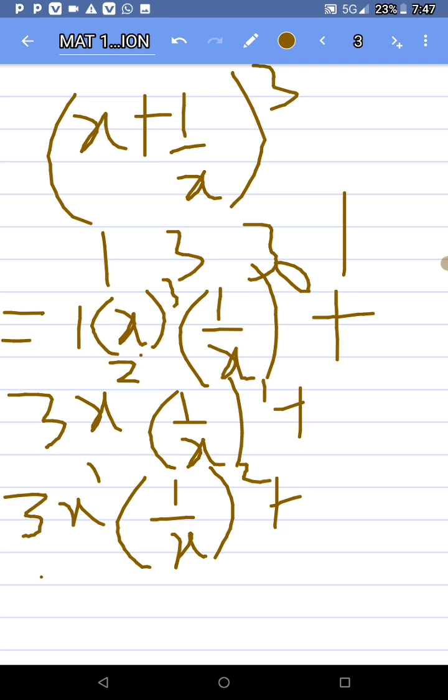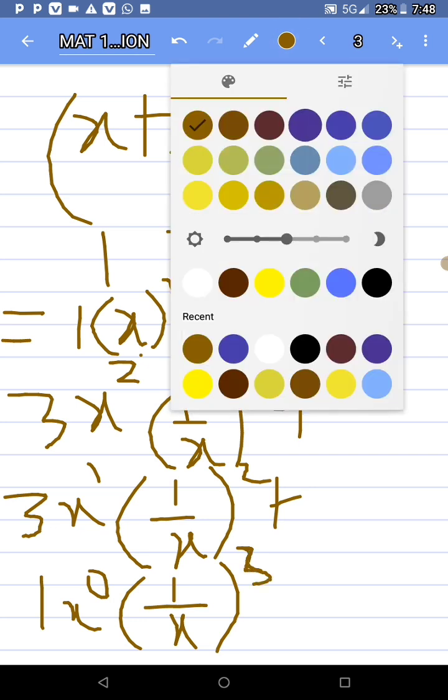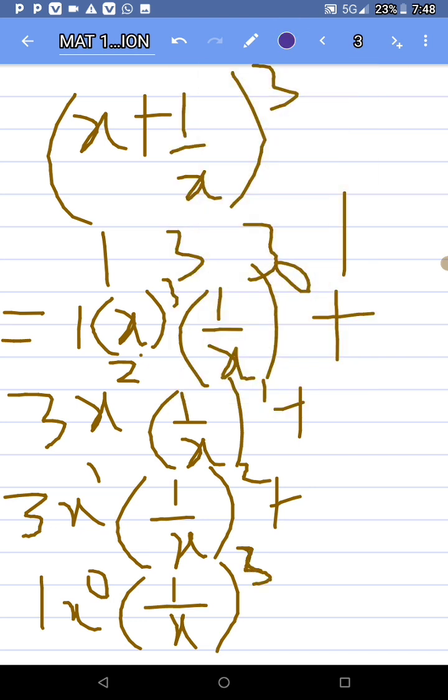Plus the last one: the coefficient 1. Then x raised to power 1 minus 1 is 0, into bracket 1 over x all raised to power what? 2 plus 1, all raised to power 3. Now let me change the ink here for beauty, and continue.